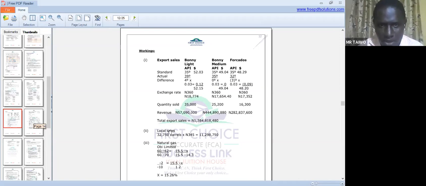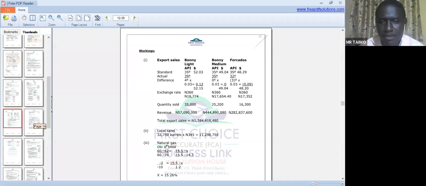Now, let's look at the local sales. We're not looking at natural gas. Now, where I was before we moved in, we said for the natural gas of OB Limited, the load factor happens to be 62 degrees. And we need to look for the corresponding G factor.